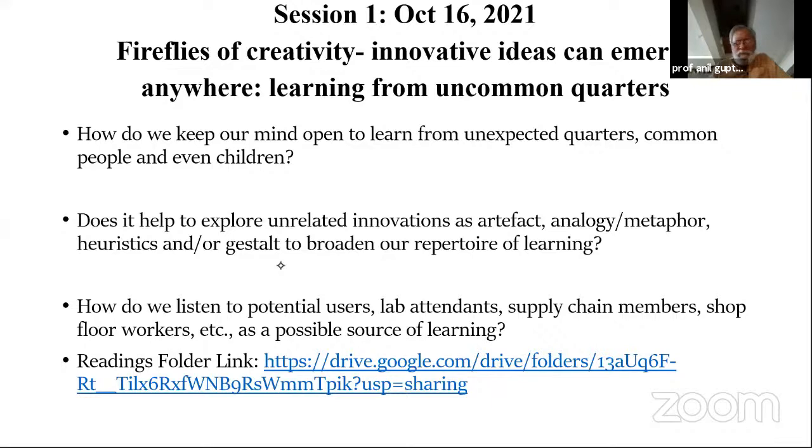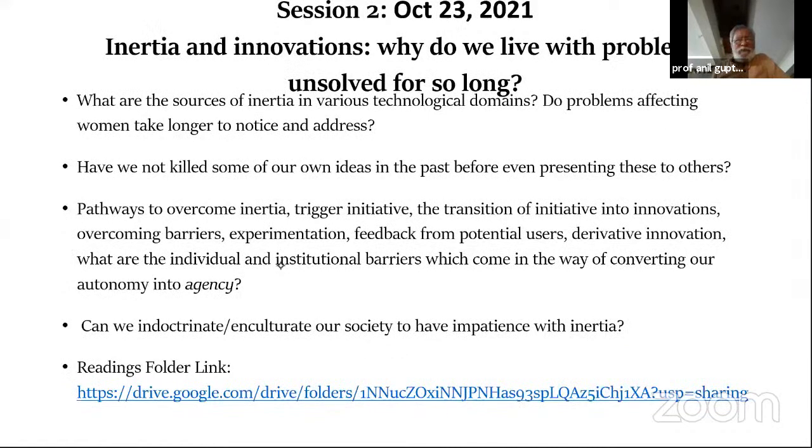That is their unmet need. The second session, of course, is on why we live with problems unsolved. I would like some of you to bring examples of inertia that you see around you. Inertia could be in the lab, in the field, in the families. And how do we make our society impatient with inertia? There are a lot of things that we live with without changing them for a long time. That's the reason why our society is not progressing as well or as fast as we would like. So that's very important.